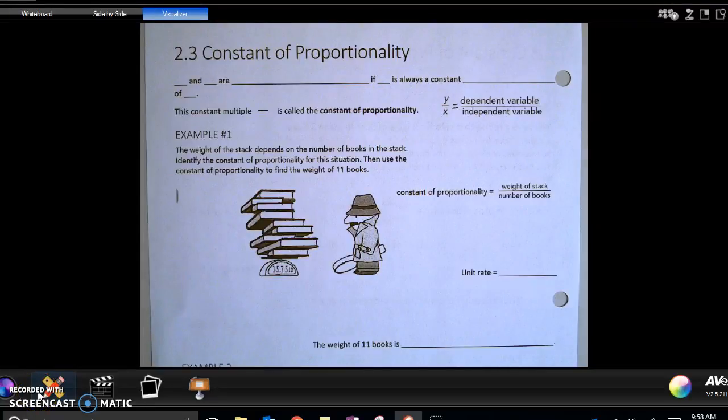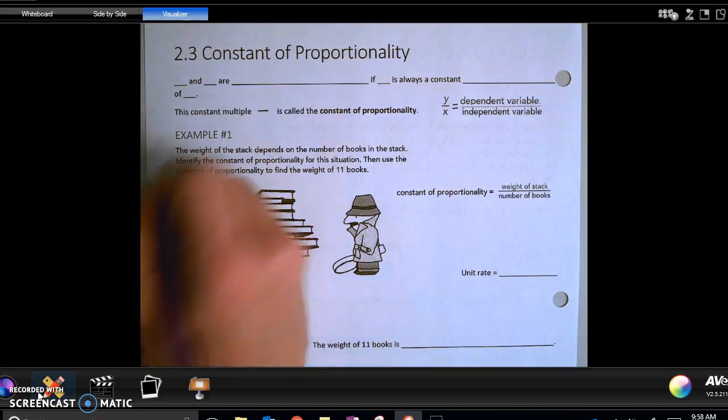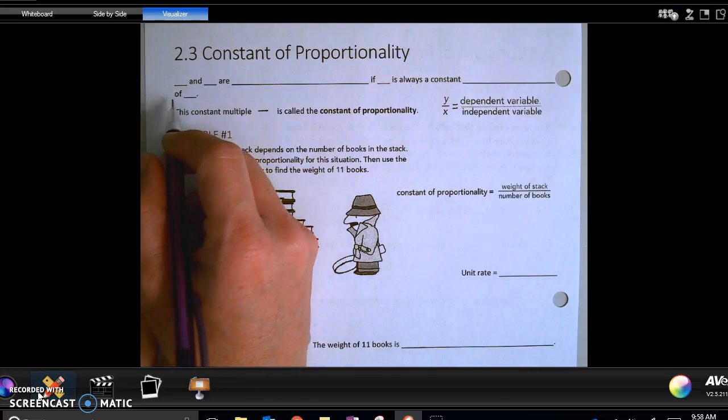Welcome 7th grade. Today we are doing lesson 2.3 where we are learning about the constant of proportionality. So let's get going here. We have talked a lot about proportional relationships, recognizing them both in graphs and in tables. So you've learned a little bit about this idea of the constant of proportionality without giving it that name.